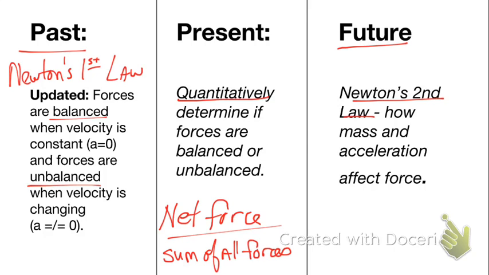And here's another vocab word for you. It's our second one. The first one was net forces. Our second vocab word is quantitatively, and what it means is that we are going to use numbers. We're going to use numbers to determine if forces are balanced or unbalanced. Now let's get to work.